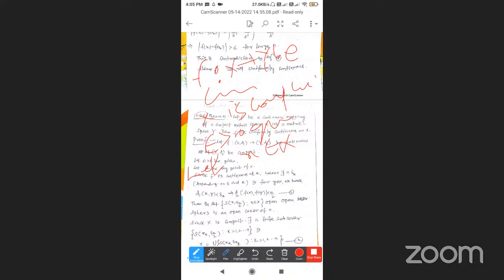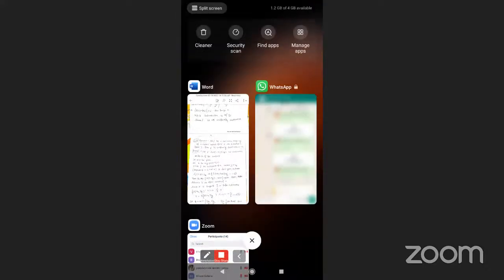Since f is continuous at x, by the definition of continuity, d1 of x comma y less than delta x implies d2 of f of x comma f of y is less than epsilon by 2. That is equation 1. Let me explain on a fresh page.